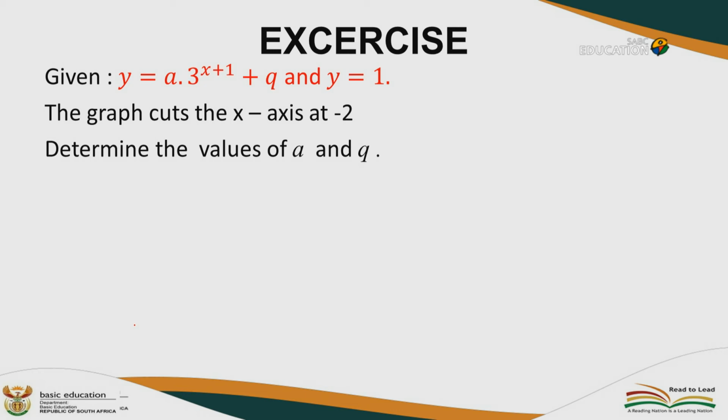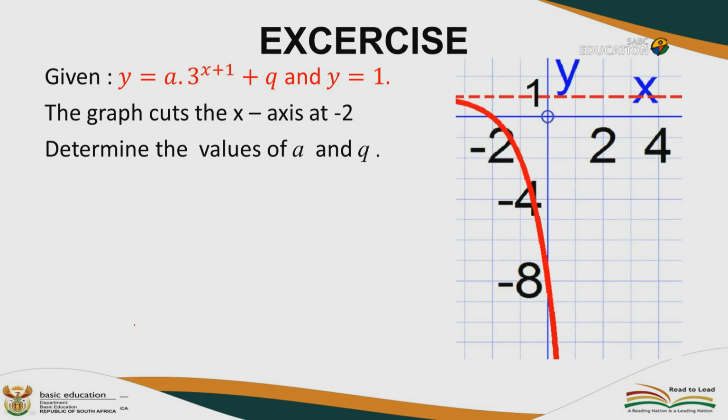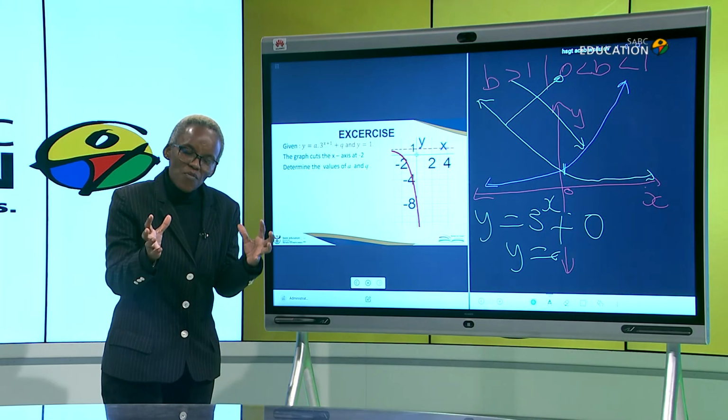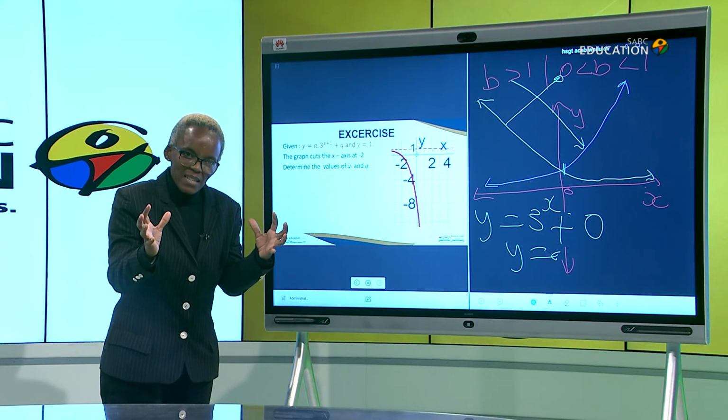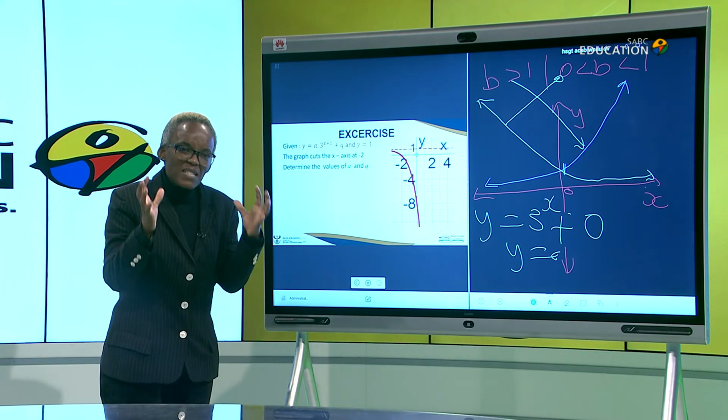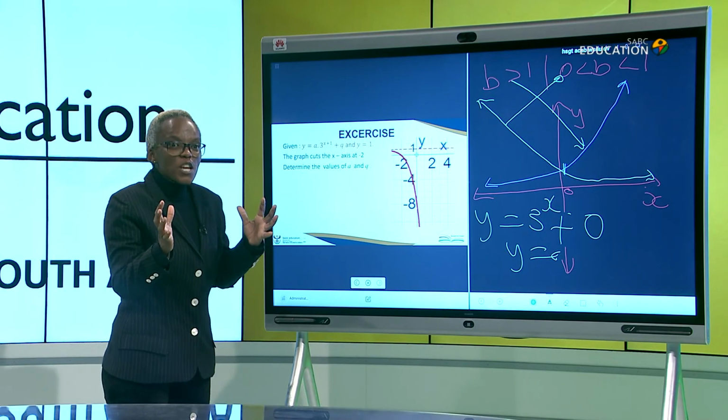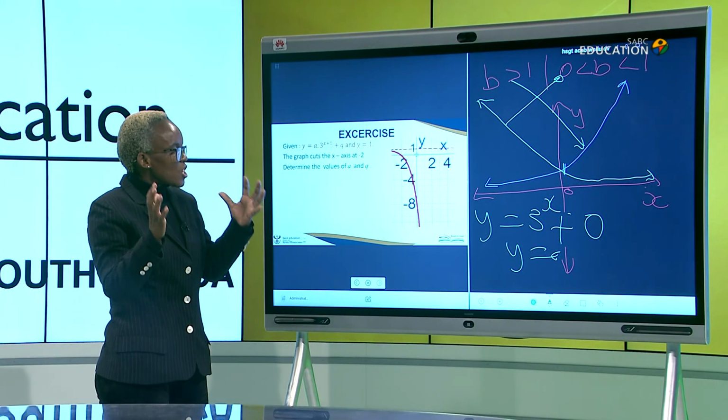Given that equation, y is equal to a times 3 to the exponent x plus 1 plus q, and y is equal to 1. So it's a graph again, as I've explained. When you are given a graph and information, analyze the diagram first, and the information is very important to analyze.